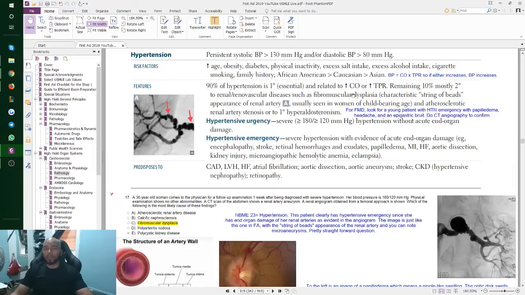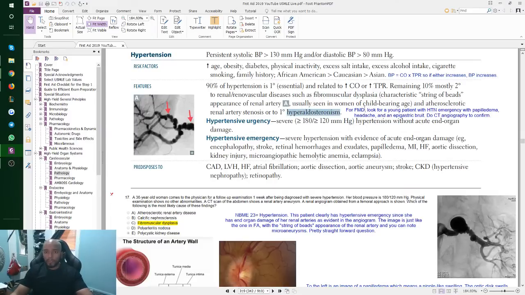The remaining 10% is mostly either renal or renal vascular disease such as fibromuscular dysplasia. This is going to come up later again when we get to MSK. We'll also talk about it again when we get to renal. You're going to note a characteristic string of beads appearance of the renal artery like they show here, usually seen in women of childbearing age, so middle-aged women, as well as in atherosclerotic renal artery stenosis or in patients who have primary hyperaldosteronism. This will be clarified more when we get into endocrine.